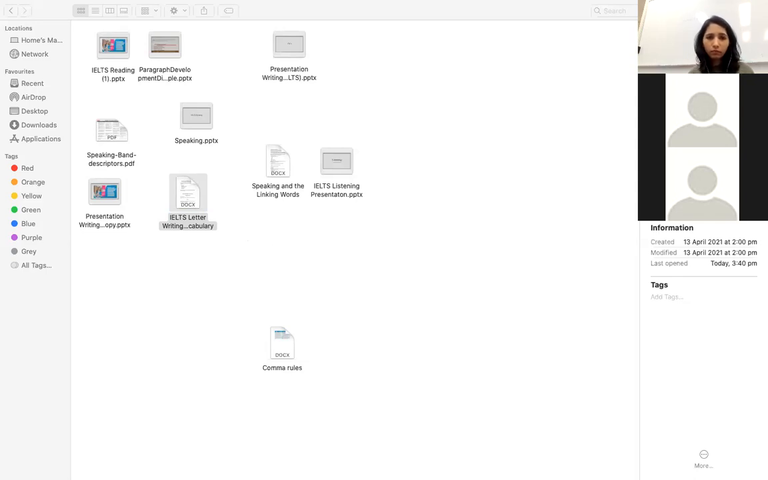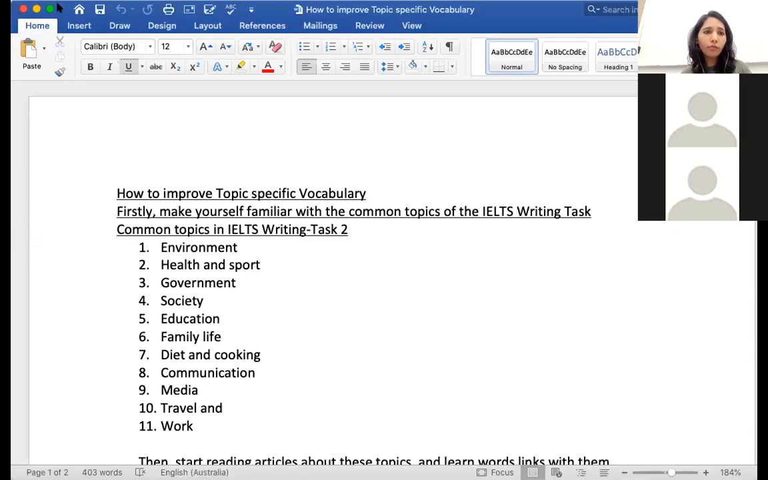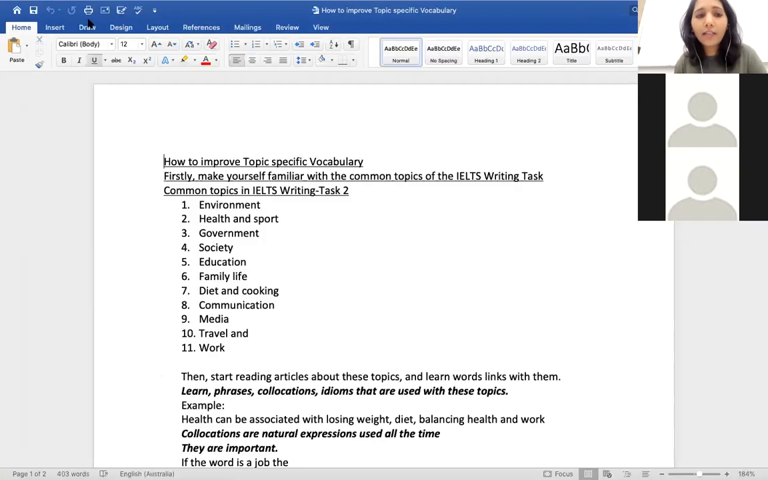The one you sent earlier, is that vocabulary or the linking words as well? It's only for linking words. Oh, okay, because the heading says IELTS letter writing vocabulary. Yeah, it's letter writing vocabulary. This is how to improve your vocabulary for writing, other than a letter.